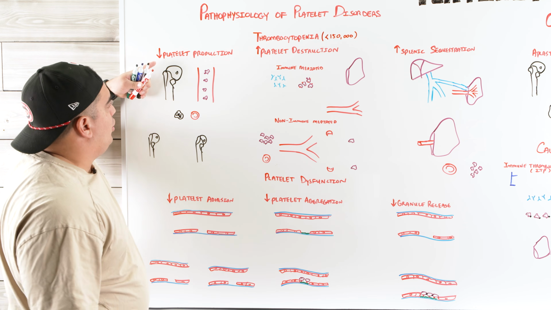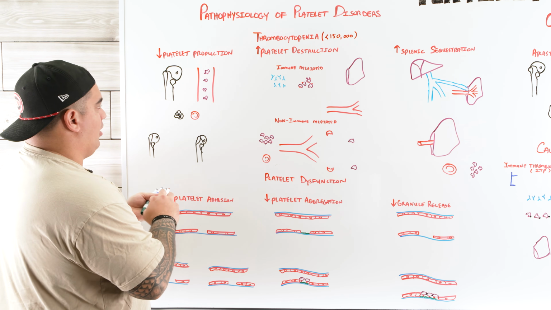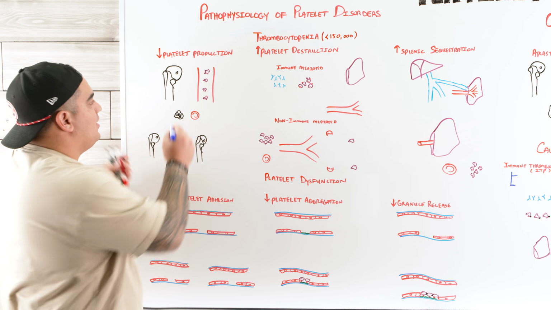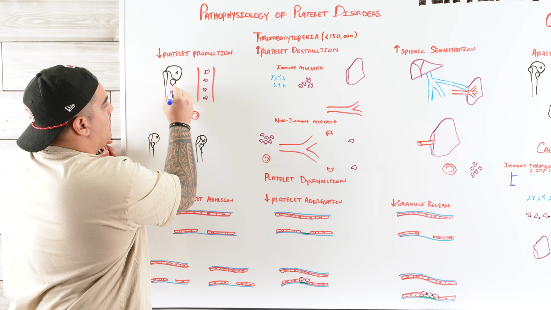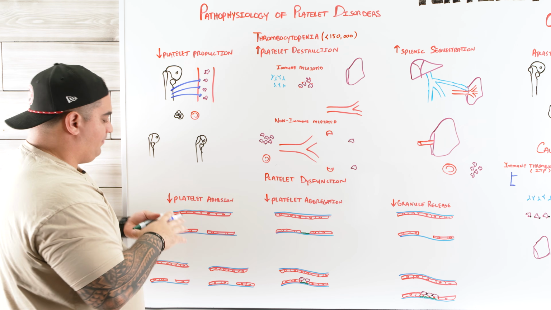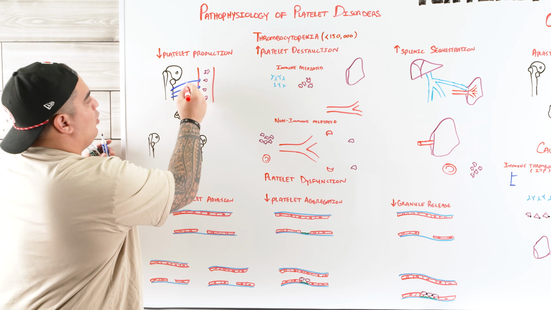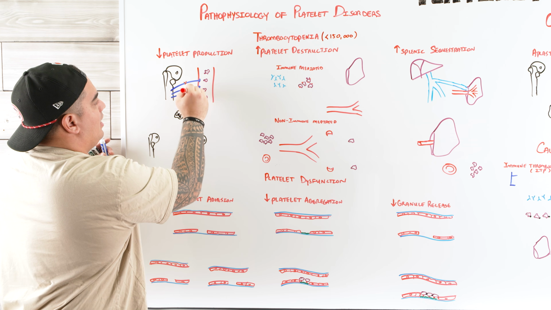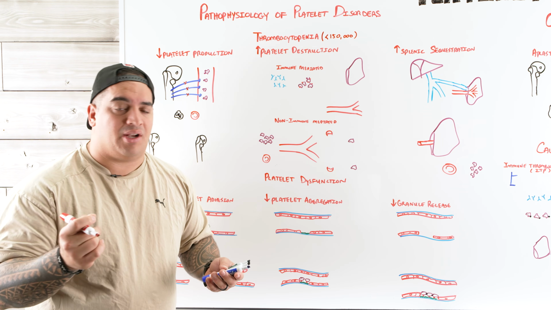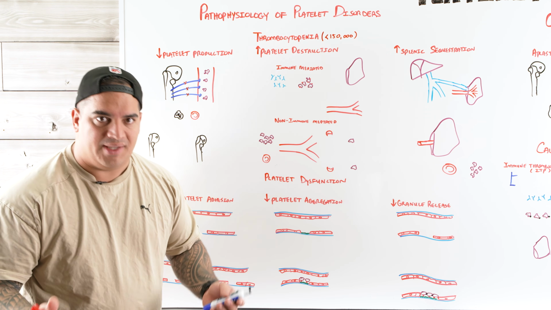Now, your bone marrow, the red bone marrow, is the site of hematopoiesis, right? So your red bone marrow is supposed to be the site where you produce platelets. But let's say that in this process, you have an impairment in platelet production. Now, we call a decrease in platelet production thrombopoiesis.